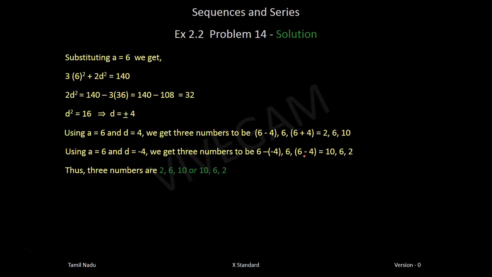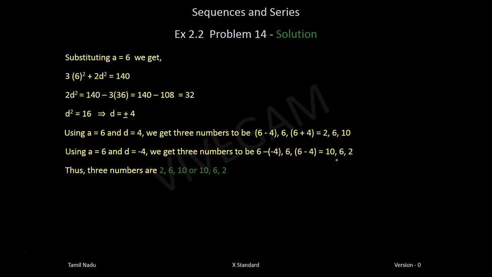Now come to this one: a is again 6 and d equals minus 4. So a plus d becomes 6 minus 4, which is 2, whereas a minus d becomes 6 minus of minus 4, which is 6 plus 4, that is 10. So 10, 6 and 2. Okay, so you got the answer here.